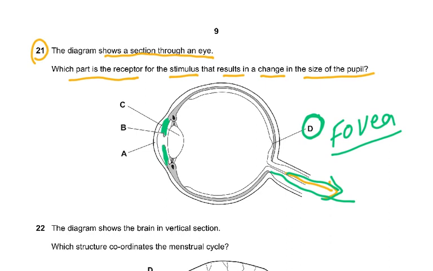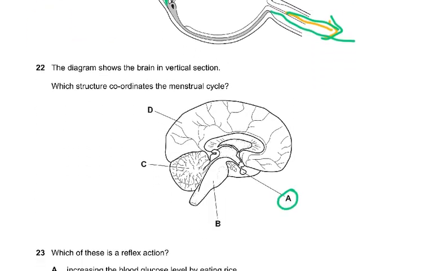So please understand this. Which part is the receptor for the stimulus that results in a change in the size of the pupil? The pupil size changes in response to light. More light, pupil constricts. Less light, pupil dilates. So you have to be very clear on this.